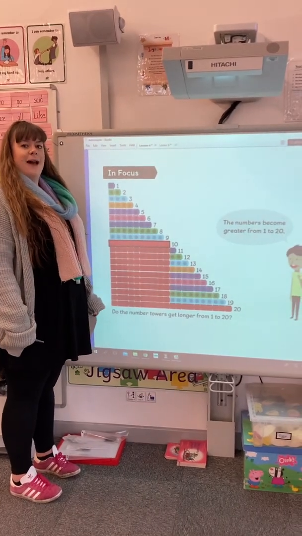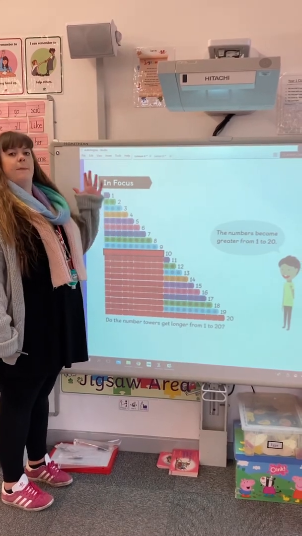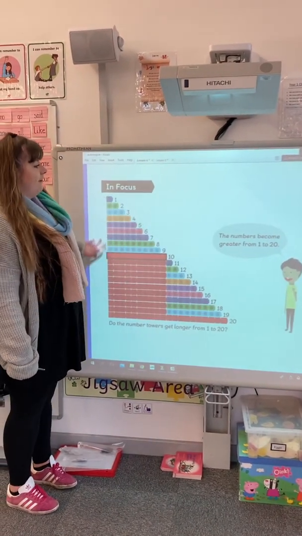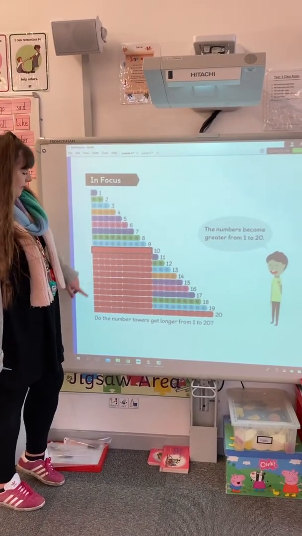Year 1 Time for Maths and on to Lesson 4 of Numbers to 20. So in your textbook today, this is on page 84, and this is your In Focus. So you need to look at these cubes and answer the question.